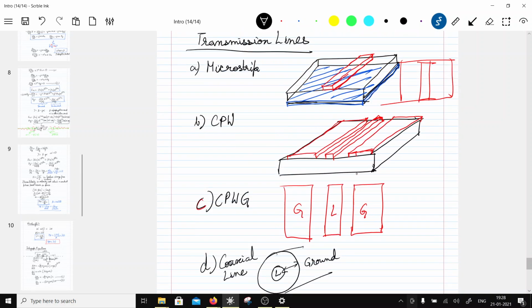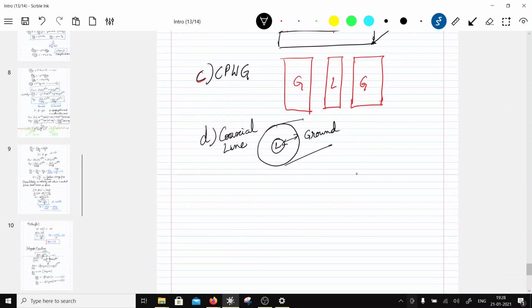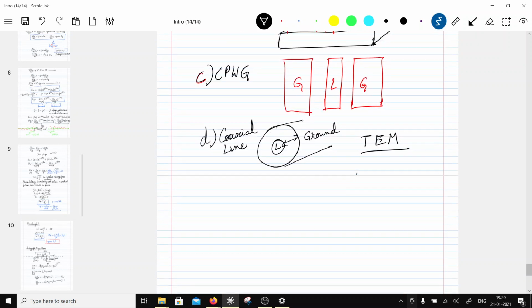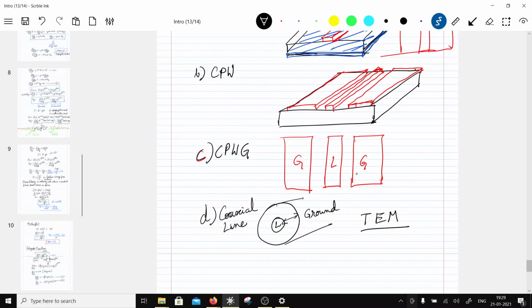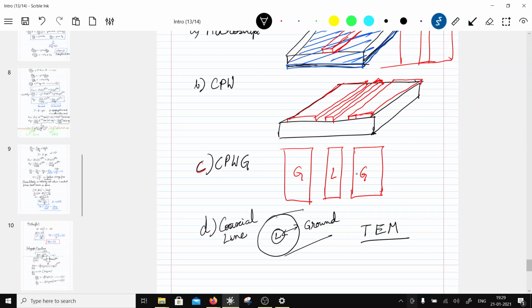Okay, all these lines with two conductors, one is the signal line, other is the ground line. All these lines with two conductors are capable of transverse electromagnetic waves, as we discussed till now, right? All these lines have two conductors. That's how you are going to have C and G terms, right? Because there has to be a ground.